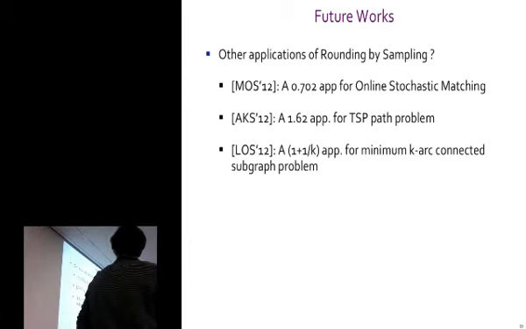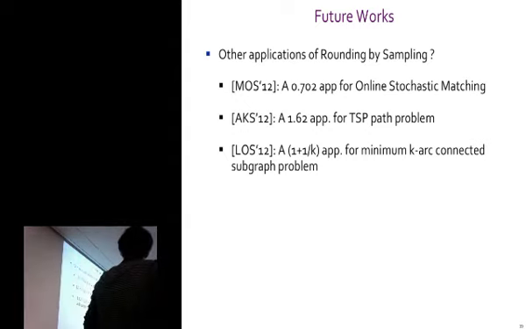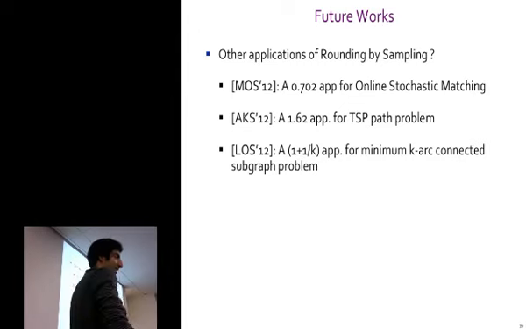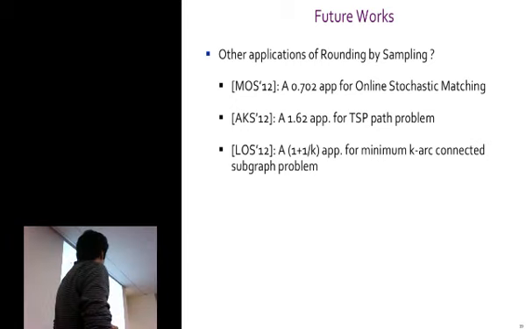This method, the rounding by sampling, has also recently been applied to a variety of problems. We applied it to online stochastic matching. It has been applied to the TSP path problem, and we also applied it to the minimum k-edge connected subgraph or strongly connected subgraph problem. You can ask me about these applications after the talk. But still, I believe it can have a lot of other applications in other domains. Yeah, that's it.